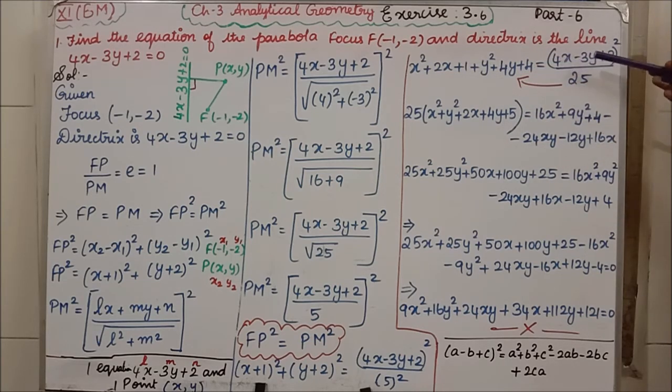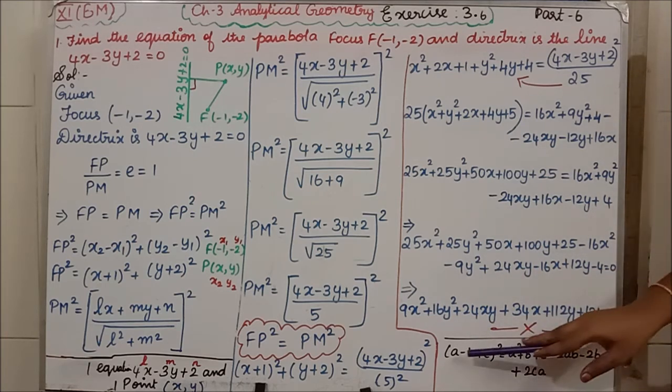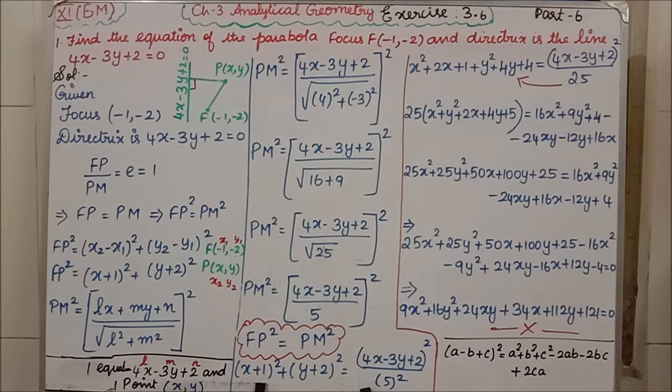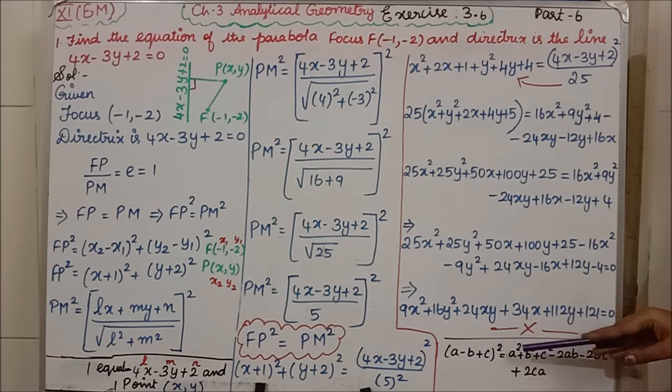Students, can you understand this formula? What does it look like? What formula? A minus b plus c the whole square formula. See, for this formula I have written down. With this the problem is over. For your clear understanding, I have written the formula alone. What is the formula for a minus b plus c the whole square? A square plus b square plus c square minus 2ab minus 2bc plus 2ca.